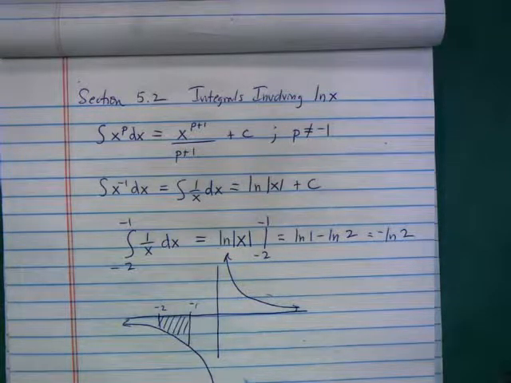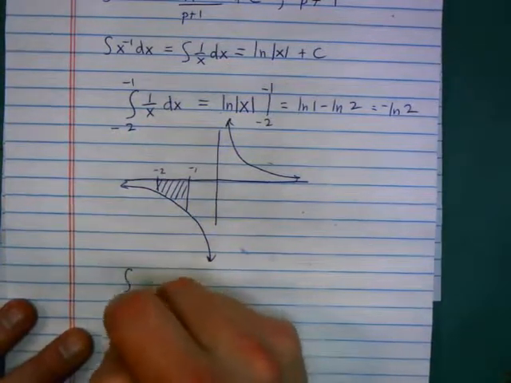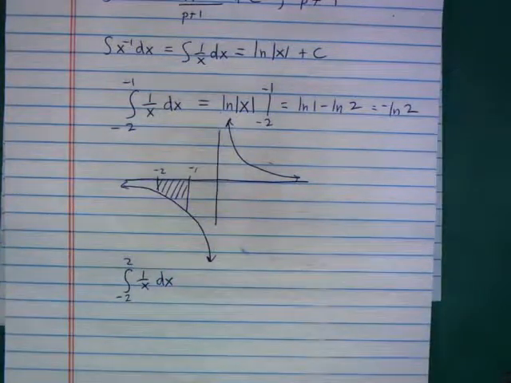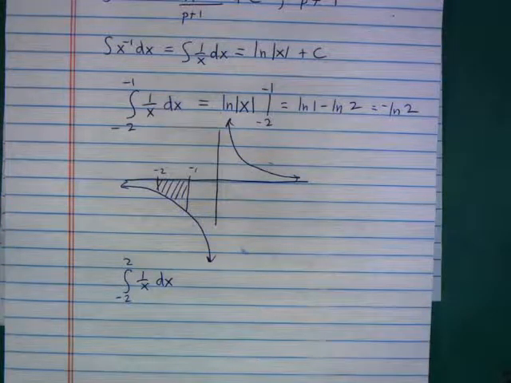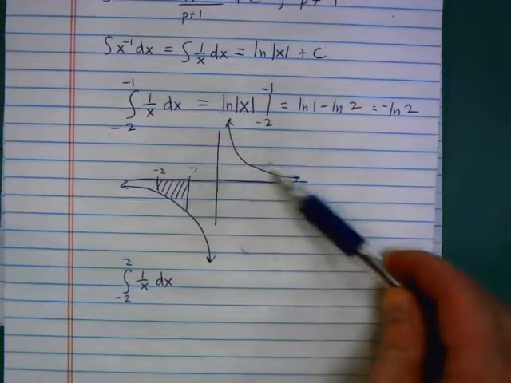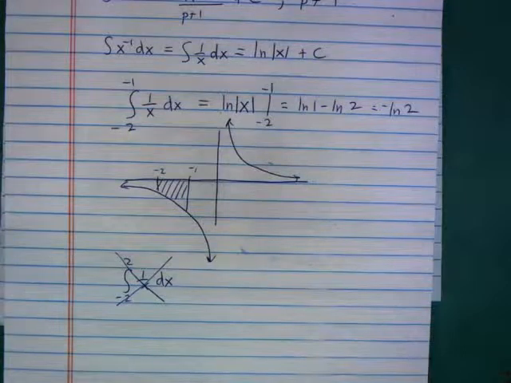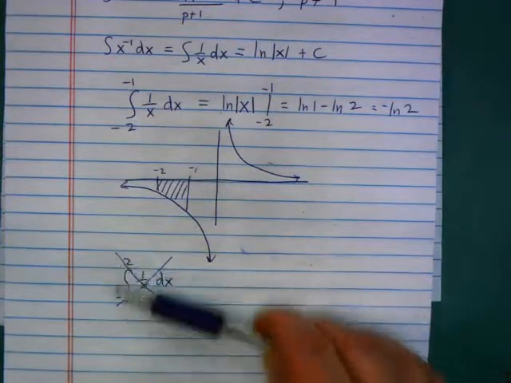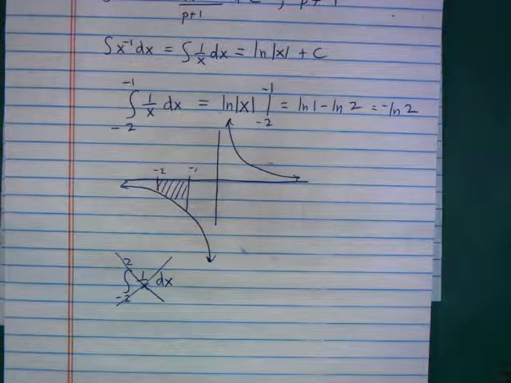Now you do have to be a little bit careful though. I couldn't do this. This would be a bad thing. What's wrong with the antiderivative from -2 to 2 of 1 over x? Yeah, -2 to 2 crosses 0. It crosses the asymptote, so you can't do that. If you're going to have bounds on your integral, your bounds have to both be positive or both be negative. You can't have them crossed. You can't cross the asymptote.